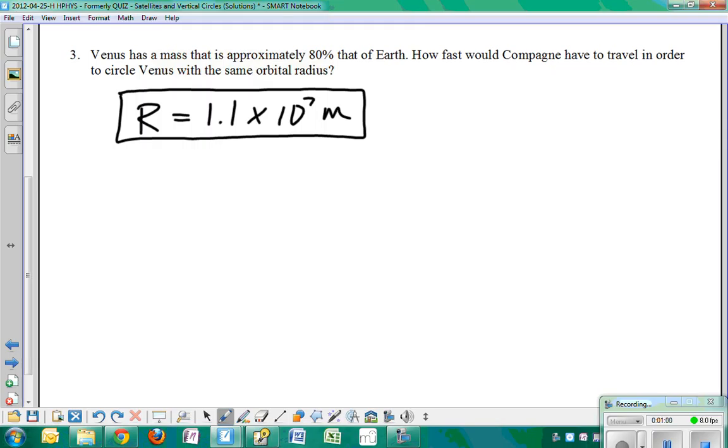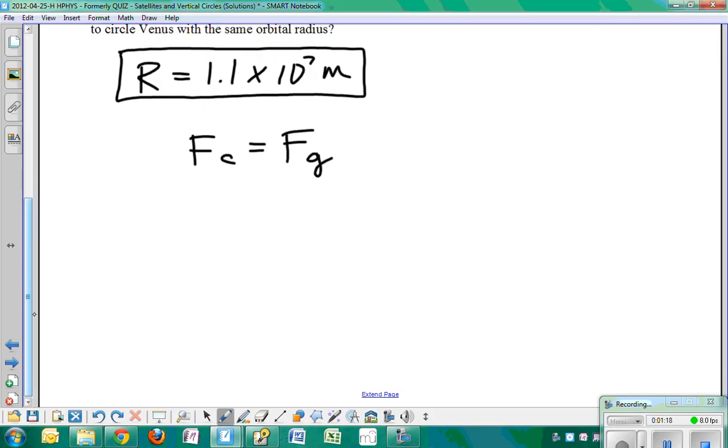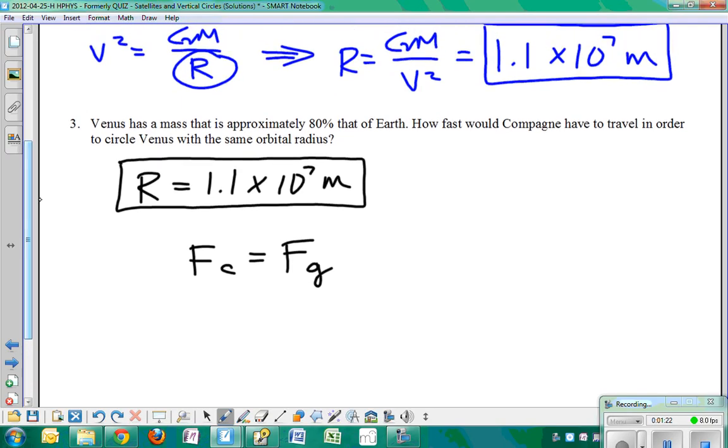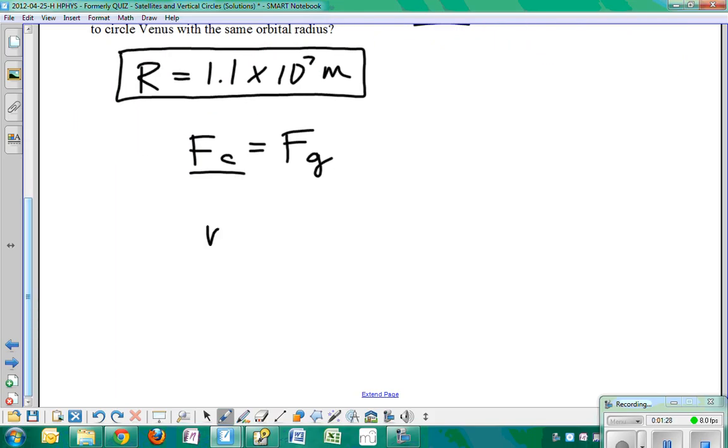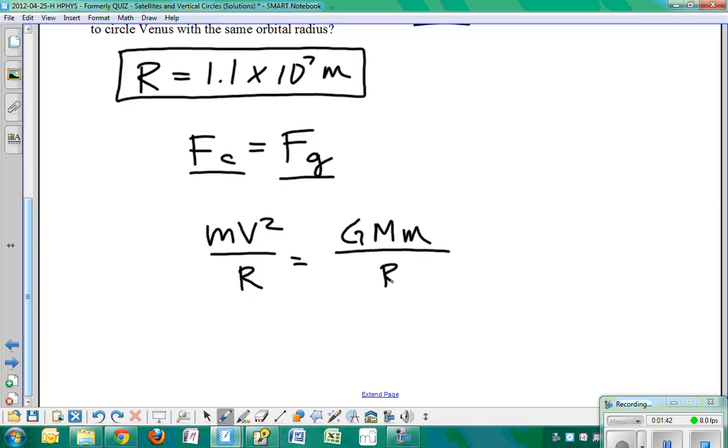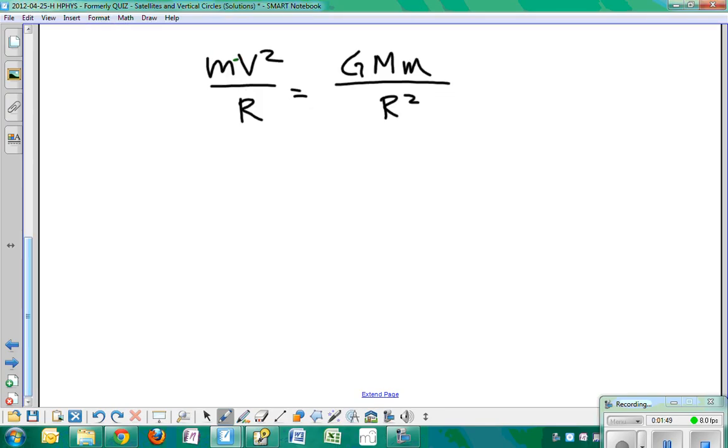This is an interesting application of the idea we talked about just a few minutes ago, and that is getting all the constants on one side and all the variables on the other. As with many of these situations, the centripetal force is just the gravitational force. Since we're dealing with speed, we're dealing with velocity. So the centripetal force, m v squared over r, is equal to the gravitational force, which in this case will be G times the central mass, the mass of Venus, times the mass of the satellite, divided by the orbital radius squared.